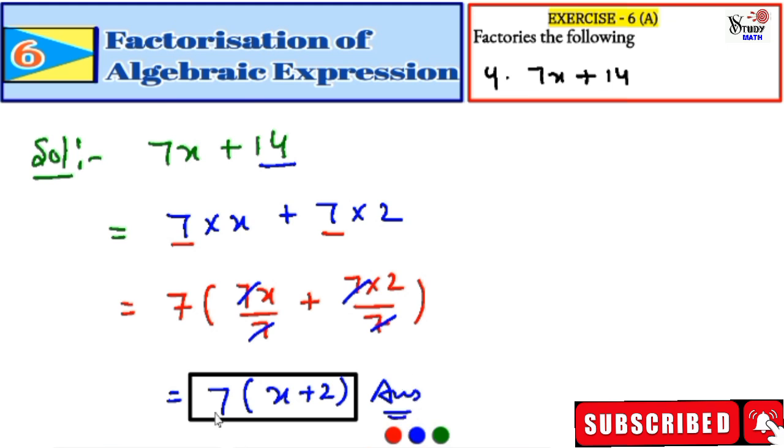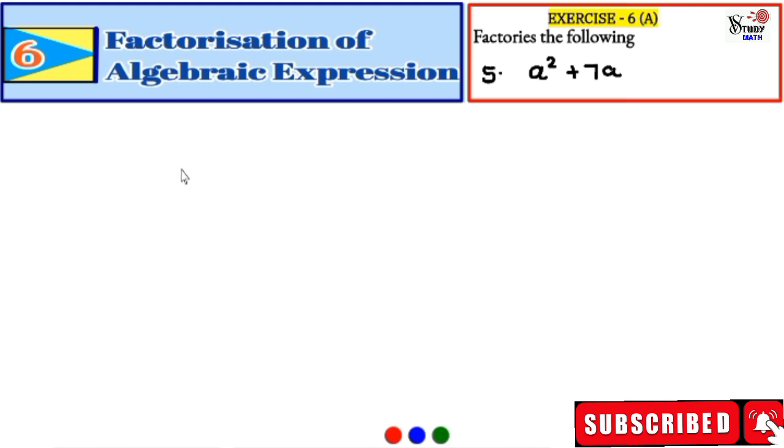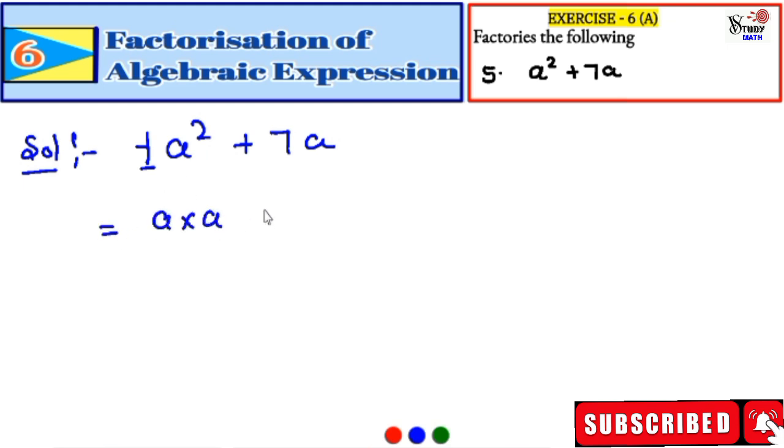Now move to problem number 4. The problem number 4 is on your screen now. So let's solve this problem. We have a square plus 7a. If no numerical value is here, we assume 1 here. So now how can we write a square? 2 times multiply of a plus 7 multiply a.